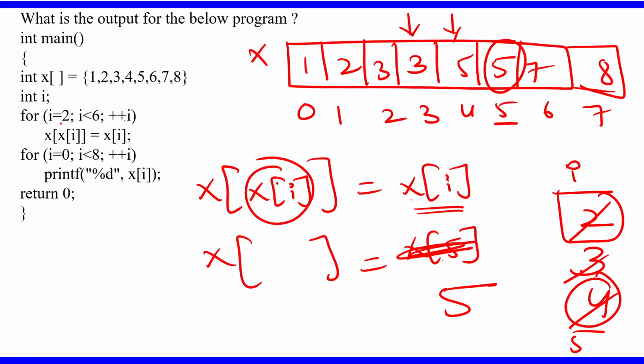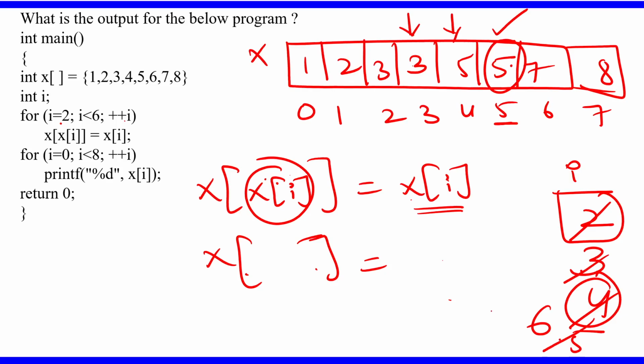Now again x of i is 5, x of 5 is 5, so this is 5. So x of 5 equal to 5 should be there. We already have it 5, no change in that. Now the third iteration, i becomes 6, and 6 is less than 6, plus plus i, right? So 6 is less than 6, no, it failed, you have to come out, right?